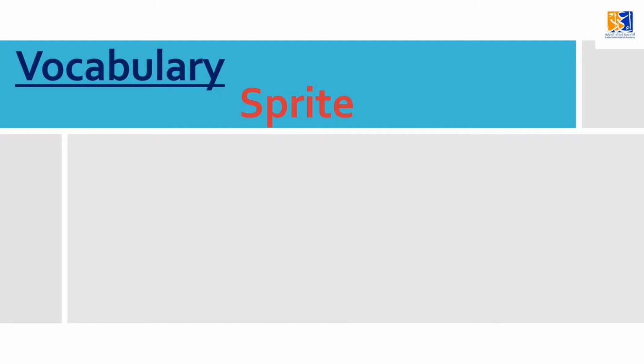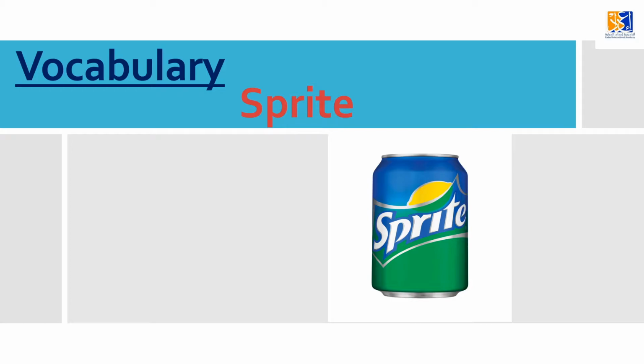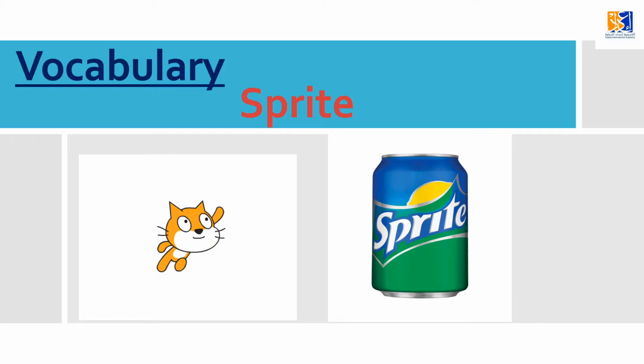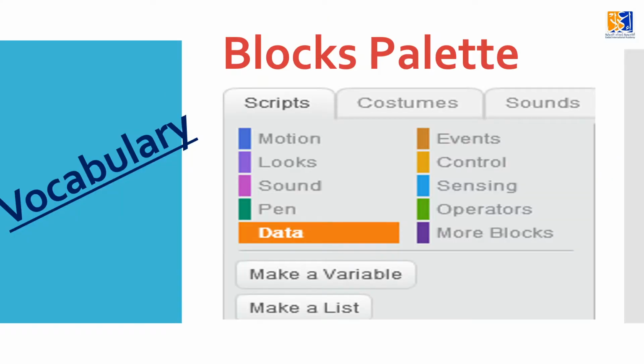Sprite. When I ask you, what is Sprite? Am I talking about this sprite? No, I'm talking about Scratch sprite, about our programming coding sprite. Okay? Stage, blocks palette. In our blocks palette, we have scripts, also known as codes. Okay? Costumes, sounds. And then we have motion, looks, sounds, pen, data. All these are in blocks palette.